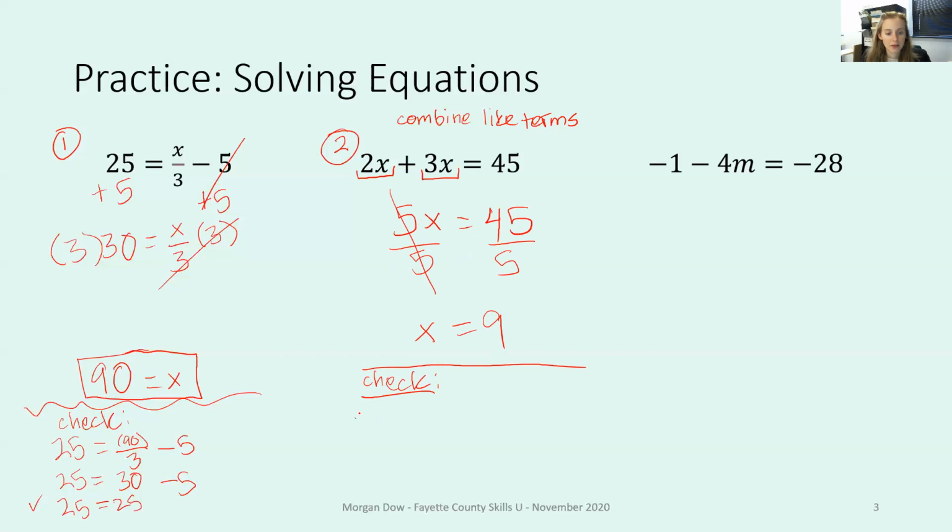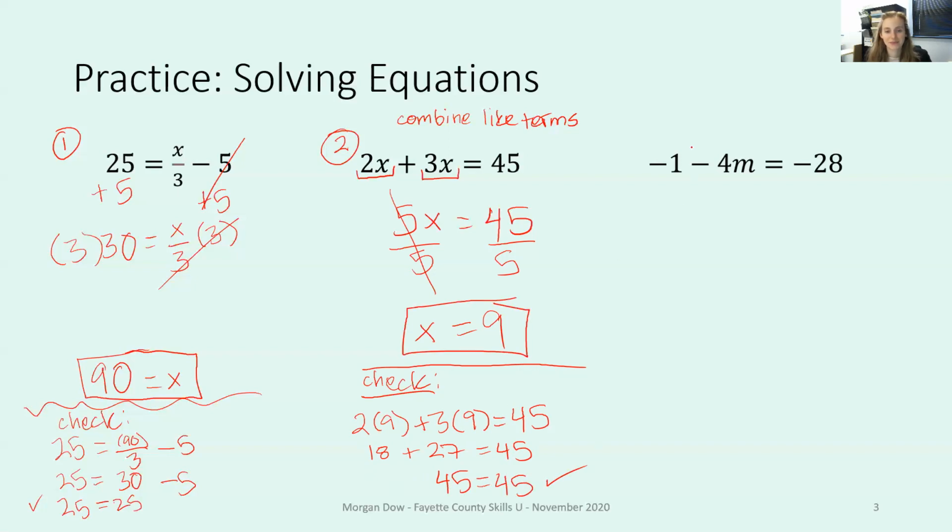We have 2 times 9 plus 3 times 9. Does that equal 45? Well, I'm going to follow the order of operations here. 2 times 9 is 18. 3 times 9 is 27. And 18 plus 27 is 45. So everything checks out here, and that means our solution was correct. On to the third example.